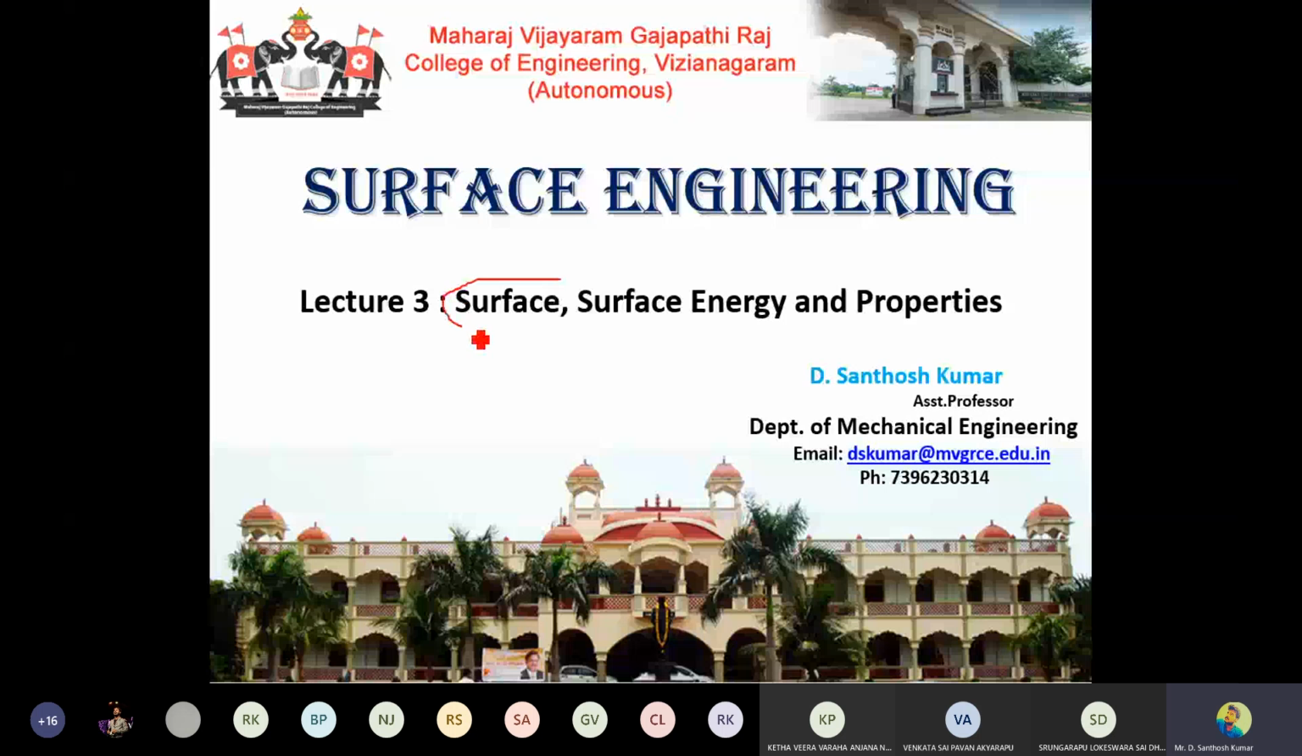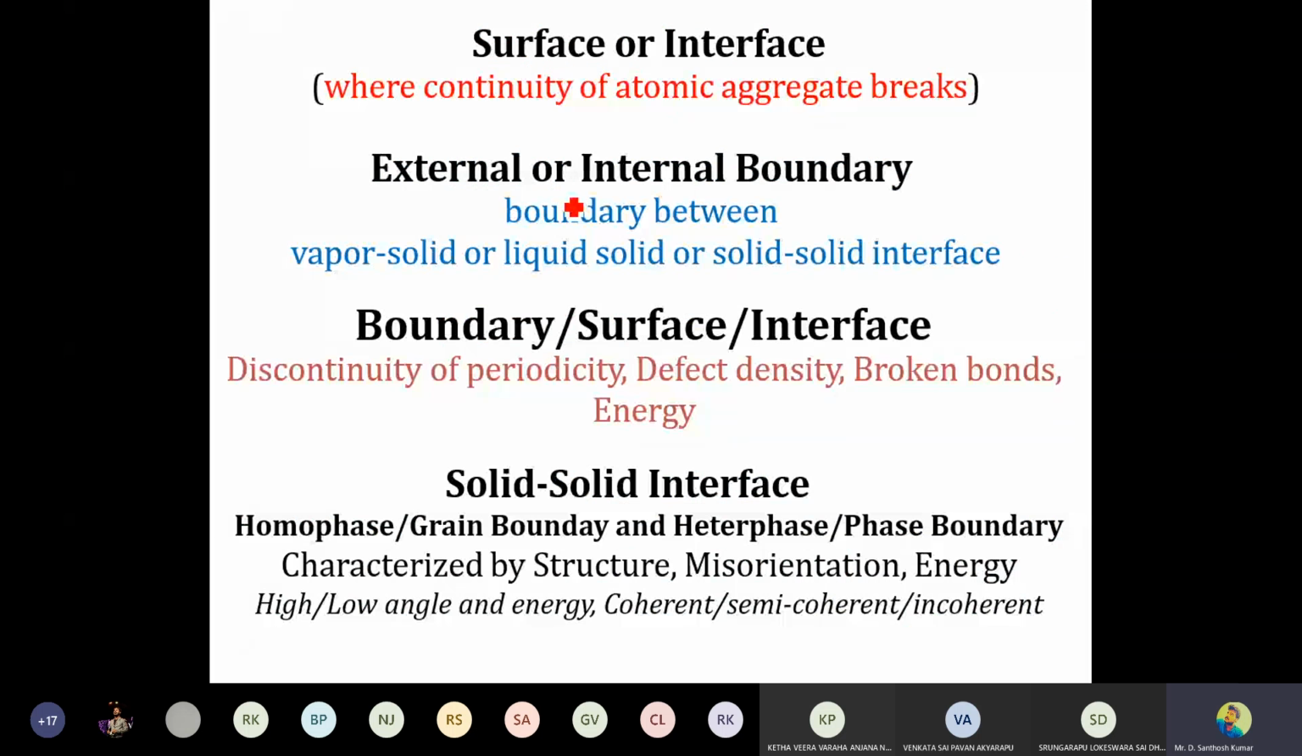Today's lecture majorly focuses on what the surface is, what the surface energy is, and also the properties: physical properties, mechanical properties, and also chemical properties. There are different properties, but I would like to limit it to some of them. First, we will go to what the surface is.